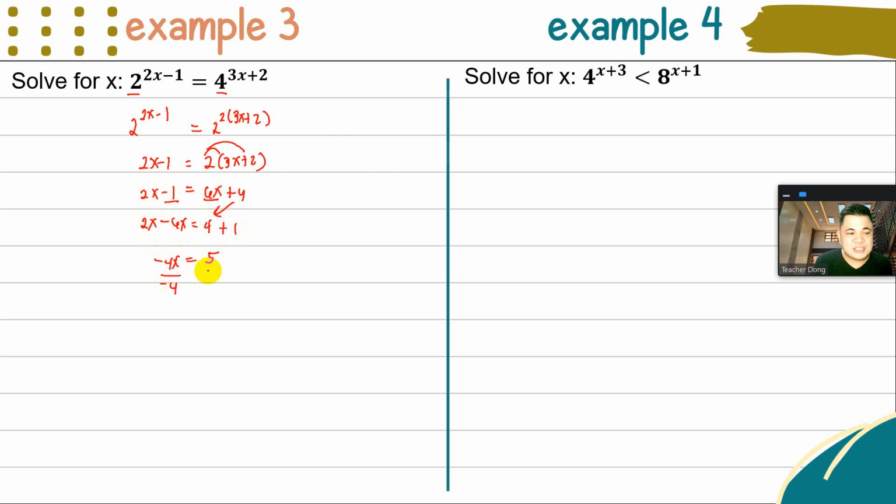And then divide both sides by negative 4. Alright, so cancel negative 4. x now is equal to negative 5 over 4. So that is now our final answer, or the value of x.